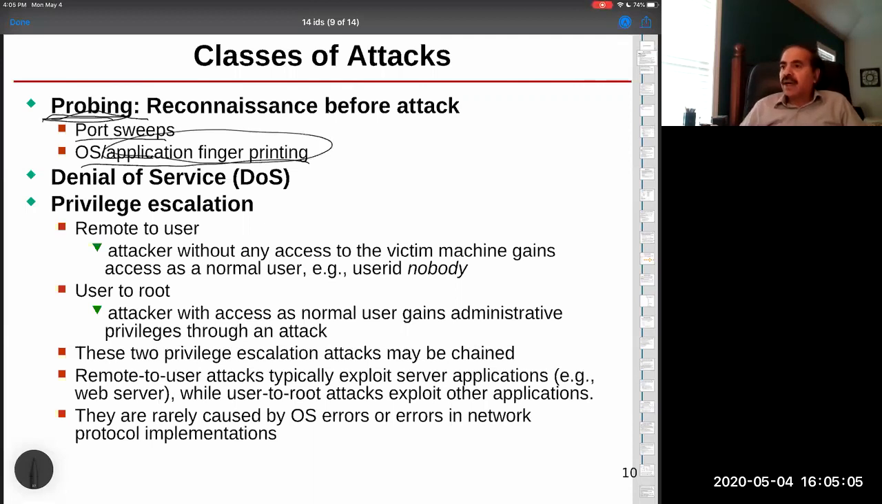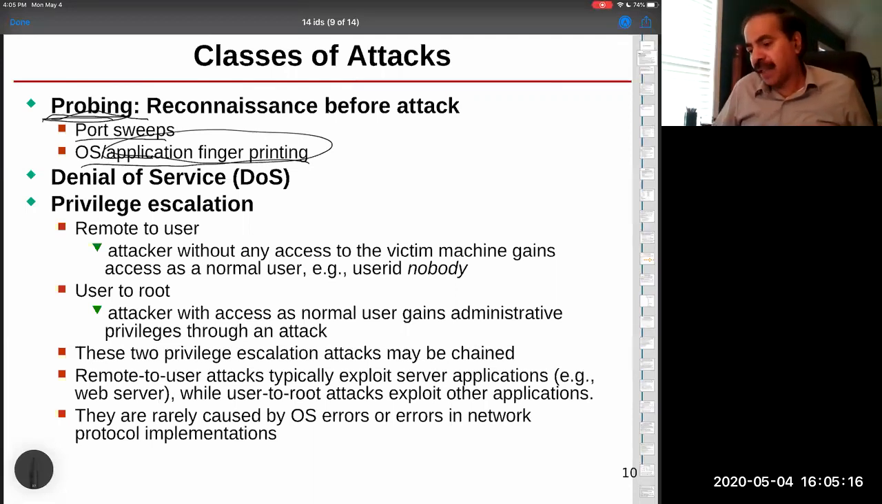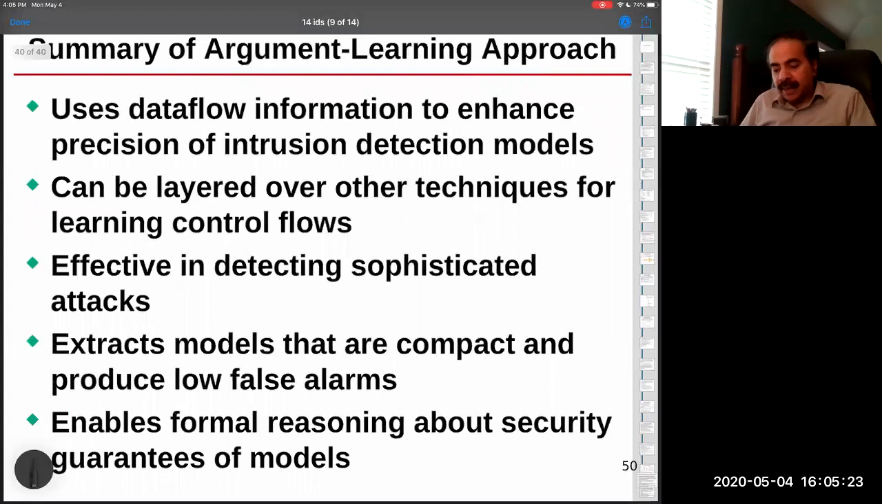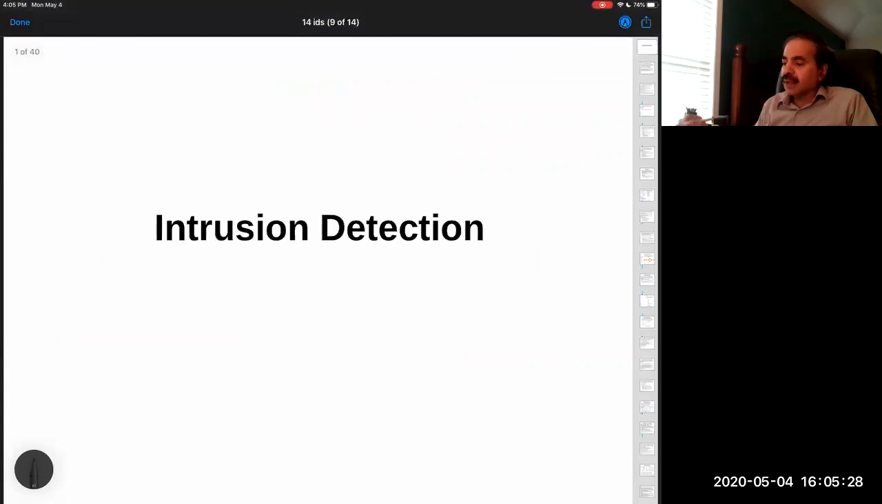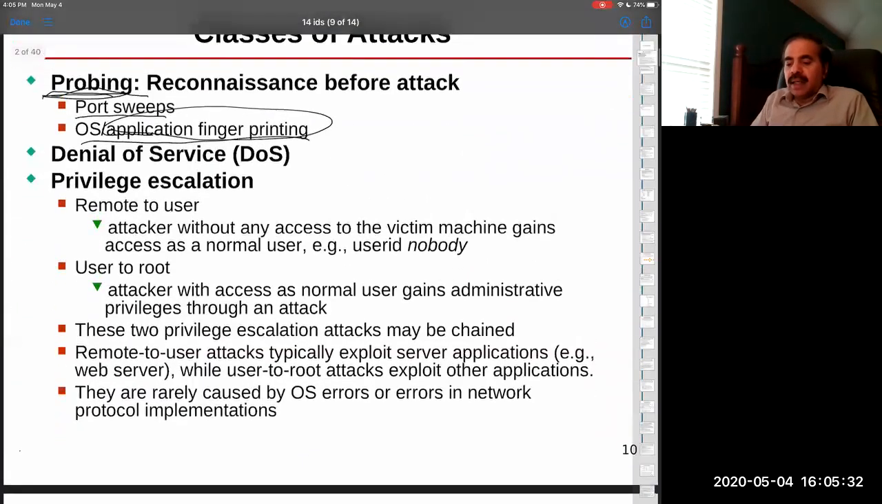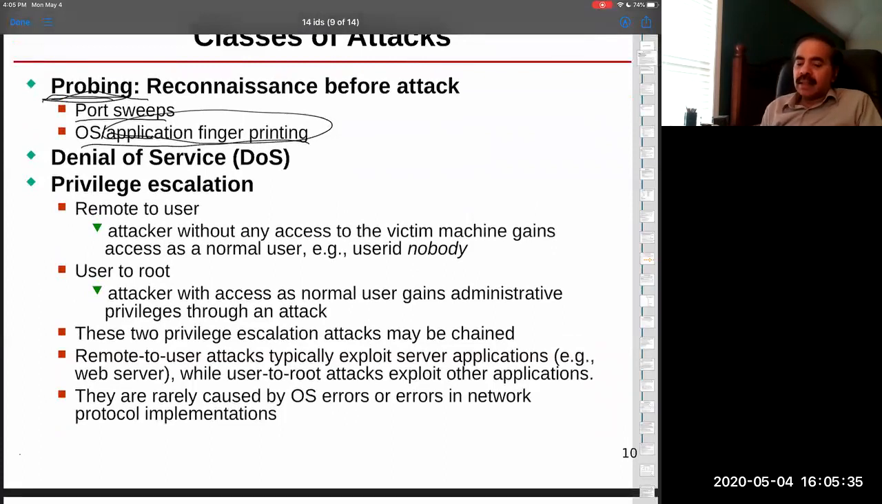So they can try to find out a particular version of the software that you're running, because vulnerabilities are specific to specific versions of applications and operating systems, and therefore, if the attacker is going to carry out an attack, they need to first get an idea of what version of application they're running.